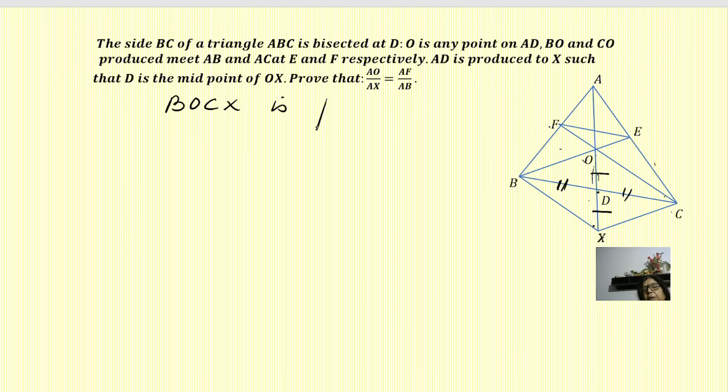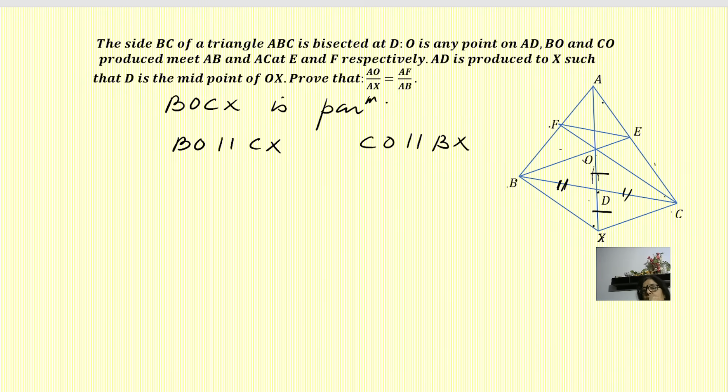BOCX is a parallelogram. Now once it is a parallelogram, BO is parallel to CX and CO is parallel to BX. So now, we have to prove this relation, AO by AX is equal to AF by AB.